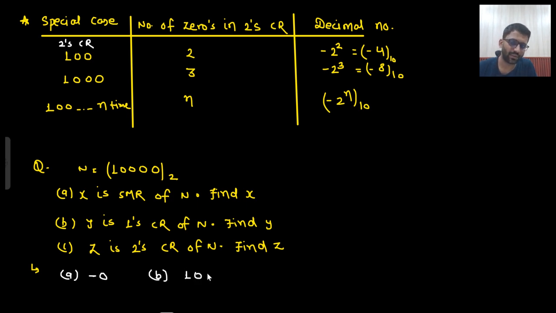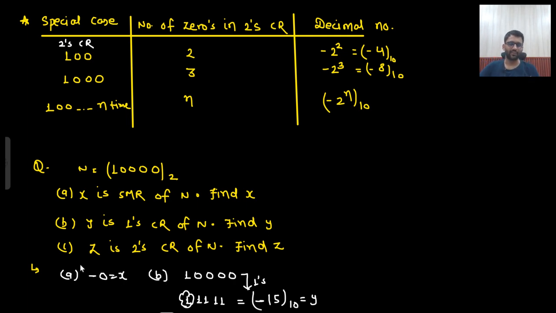N is 1, 0, 0, 0, 0, which is 1's complement of something. So what you can do? You can take again 1's complement. So 1 will be 1 as it is, and 1's complement of the rest will be 1, 1, 1, 1. So what are you getting? This 1 will be for the minus sign, and what is 1, 1, 1, 1? That is minus 15. So y value is minus 15. This is your x value.